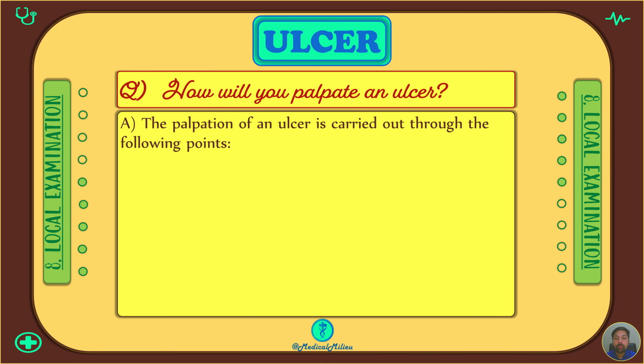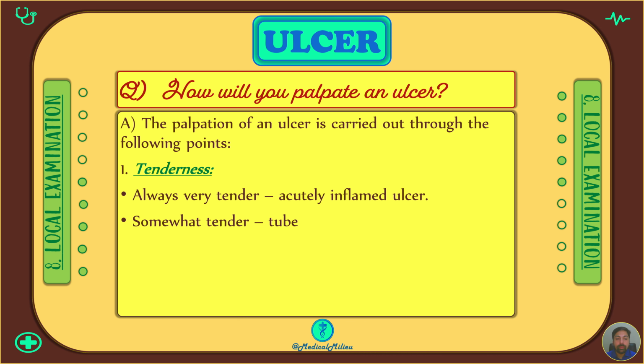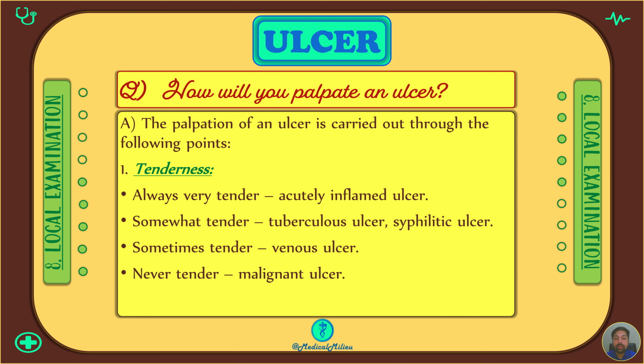The palpation of an ulcer is carried out through the following points. Tenderness. An acutely inflamed ulcer will always be very tender. A tuberculous ulcer or syphilitic ulcer may be somewhat tender. A venous ulcer is sometimes tender, while a malignant ulcer is usually never tender.